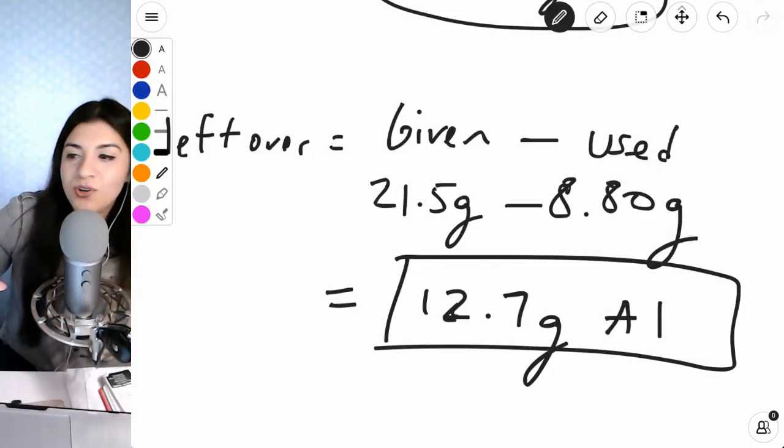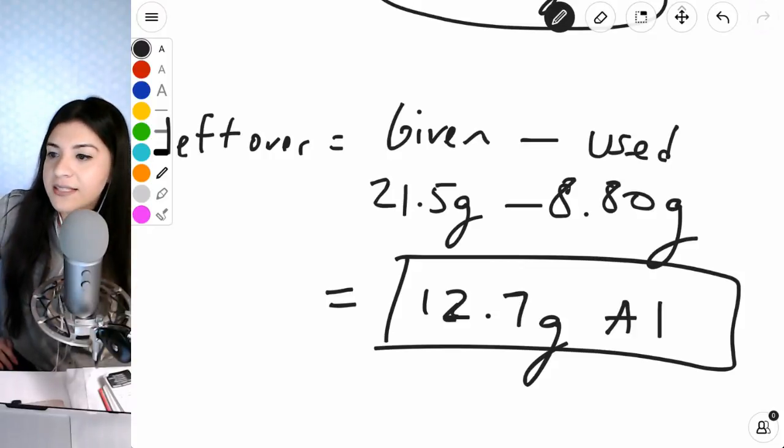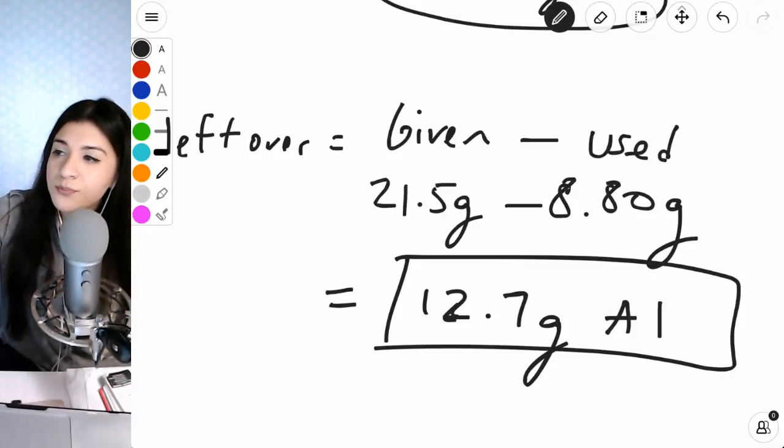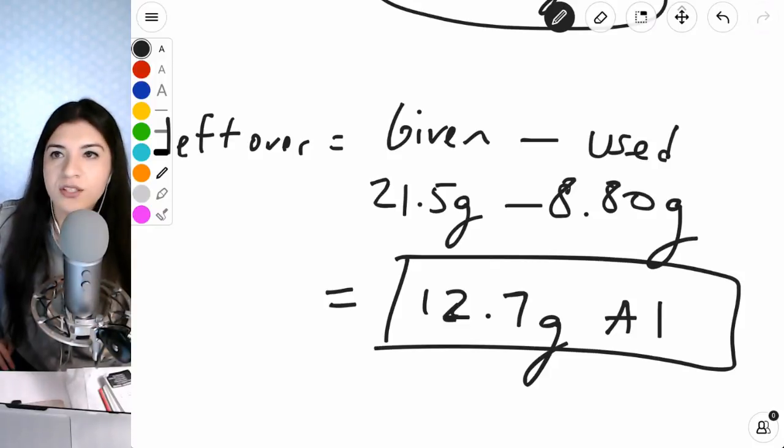That's pretty much everything regarding limiting reactants. Guys, if you still need more help with limiting reactants, let me put another video in the chat. It's going to be really helpful. Like I said, if you need any more help with limiting reactants, I will put a video in the chat. So definitely check that one out.